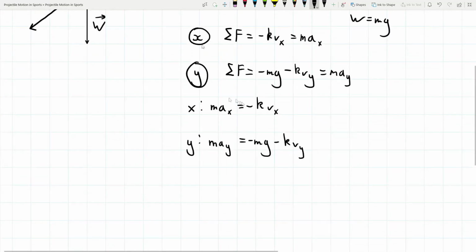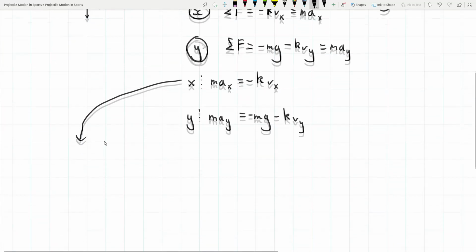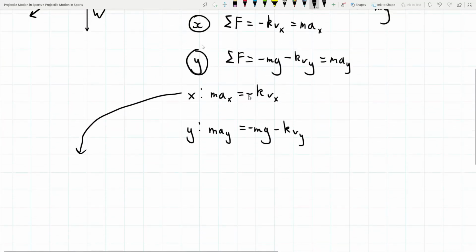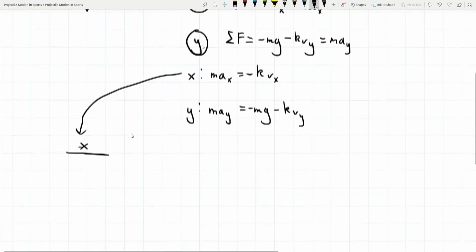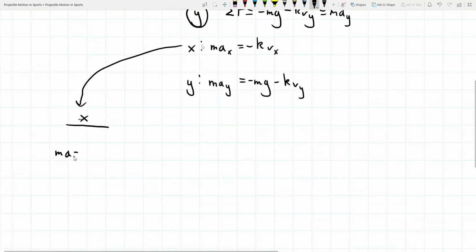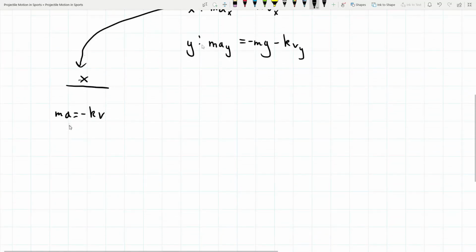So I'm going to start with the x because it's easier. We have fewer terms. So I'm going to take this over here. And just to make it a bit easier, I'm not going to write ax and vx, I'm just going to write a and v, but just remember that this is all for the x direction. Okay? So we're going to say ma equals minus kv. So remember, acceleration is the rate of change of velocity, so that's m dv over dt equals minus kv.